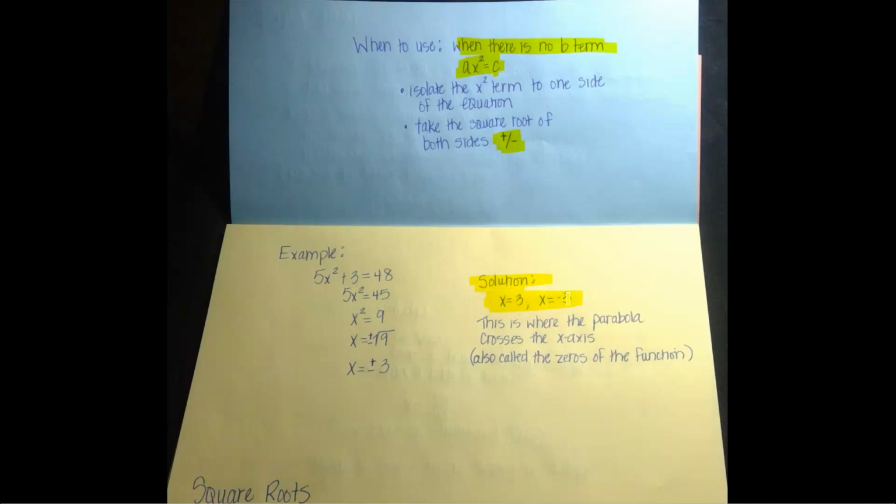Those solutions are where the parabola crosses the x-axis. They're also called the zeros of the function, because when x equals 3, y would equal 0. When x equals negative 3, y would equal 0. So that's why we call the solutions the zeros of the function.